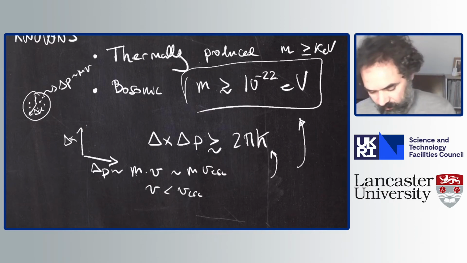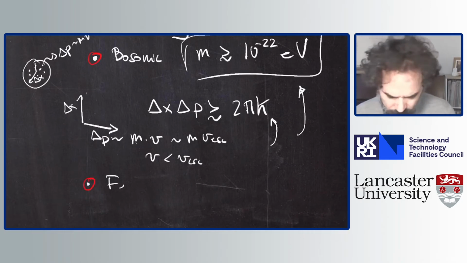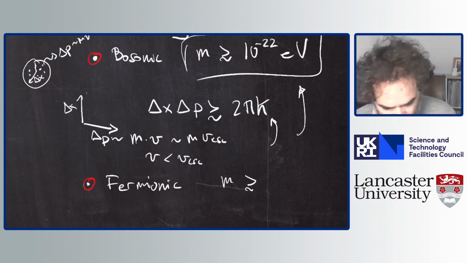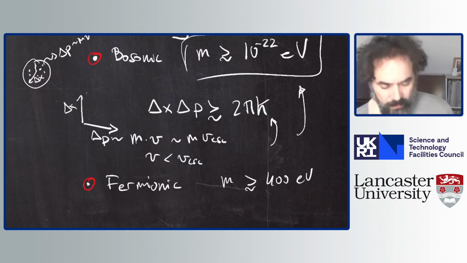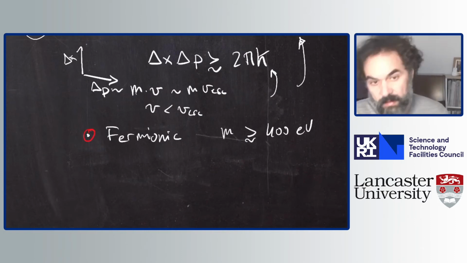So you have two things we know about dark matter. Another one, similarly, if dark matter is fermionic, then the mass has to be bigger than around 400 eV. And in this case, again, this is an exercise. The argument is the following.